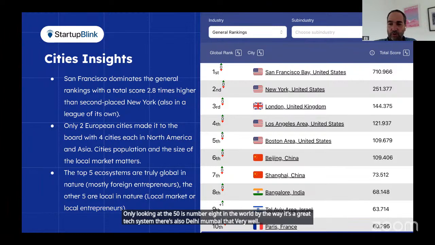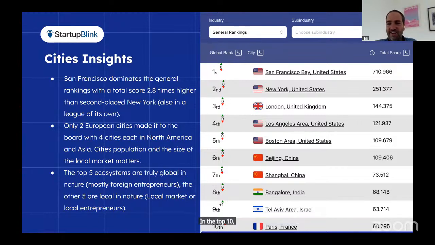Once again, when you don't adjust for population and look at the actual success of a specific city, you can also see two Chinese ecosystems connected to what you talked about, Carlos. In the top 10, both Beijing and Shanghai are doing extremely well.